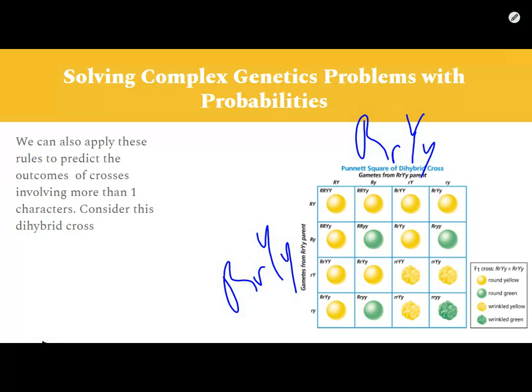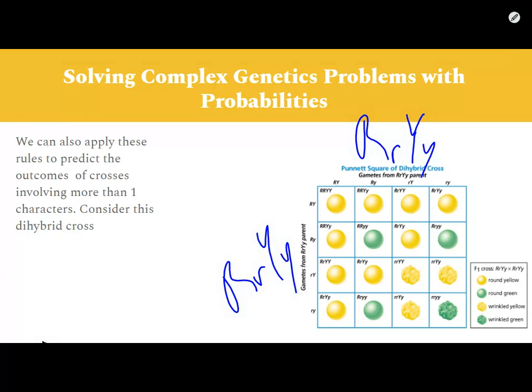So we can use the same rules of probability to predict the outcome of crosses with more than one characteristic. Dihybrid Punnett squares might be a little bit more complicated to do, might take a little bit more time in a time-sensitive situation, like an exam, cough, cough, wink, wink. It might be easier to go through and do it with probability, and then at the very end, go back and check your work with the Punnett square if you've got the time.